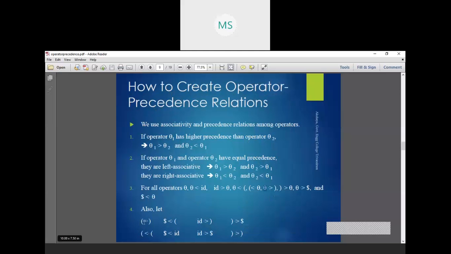Now open and close: there is an equal relationship. Dollar and open: always the open has the highest precedence. ID and close: before closing the inner value should be computed because ID has the highest precedence. Close and dollar: close has the highest precedence. Open and open: left or right associative, because the inner value should be computed first. Likewise ID and dollar, and close and close: the inner close should be computed first. These are some examples.